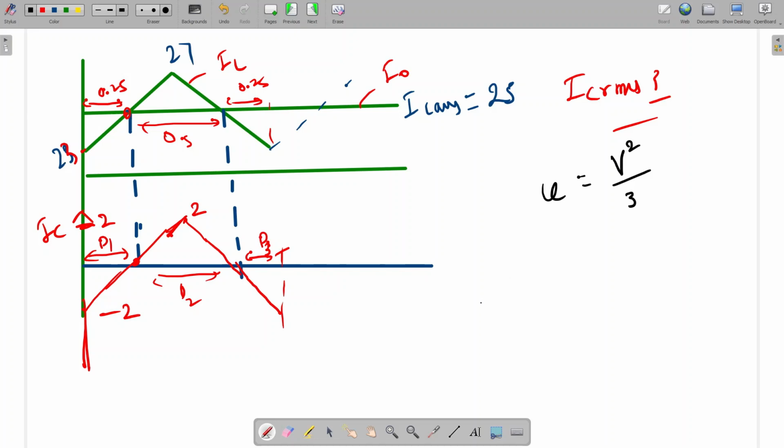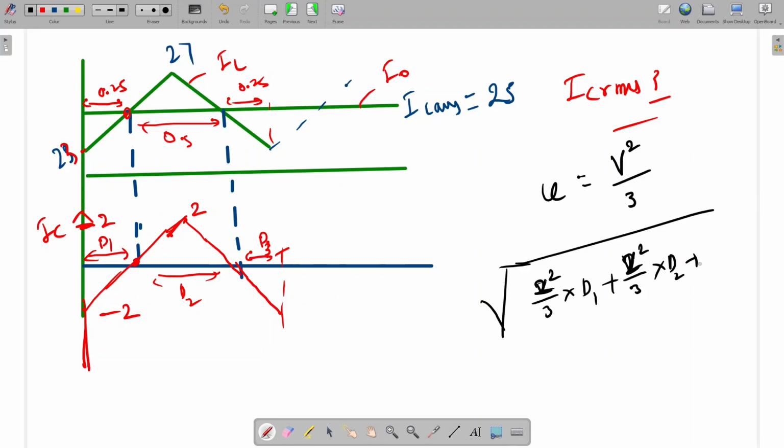Okay. So RMS we can calculate like this. These are 3 triangular waveforms. What is the amplitude? Amplitude is 2. So D1 plus D2 plus D3 will be 1. So we can write Vs square by 3 into D1 plus Vs square by 3 into, no, this is I. So I is 2. 2 square by 3 into D1 plus 2 square by 3 into D2 plus 2 square by 3 into D3. See, so it will be 2 by root 3. Final answer will be 2 by root 3.